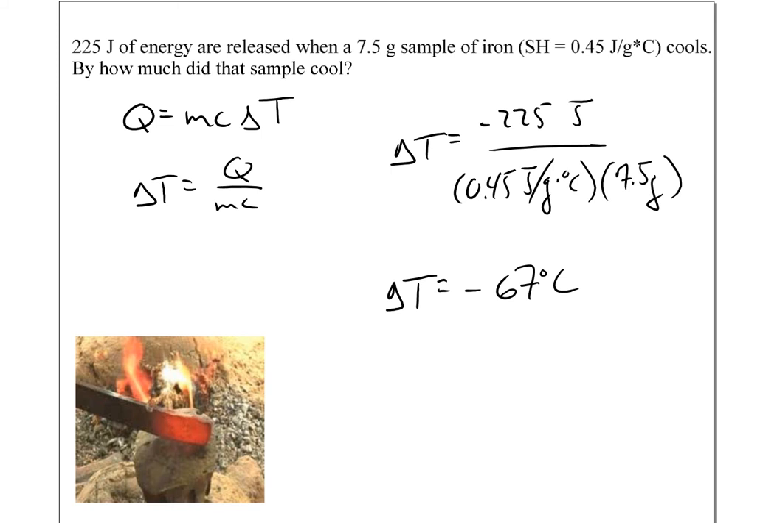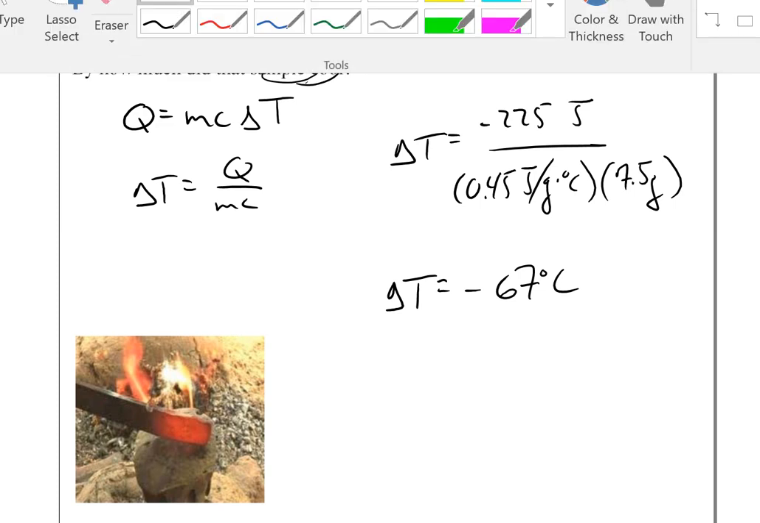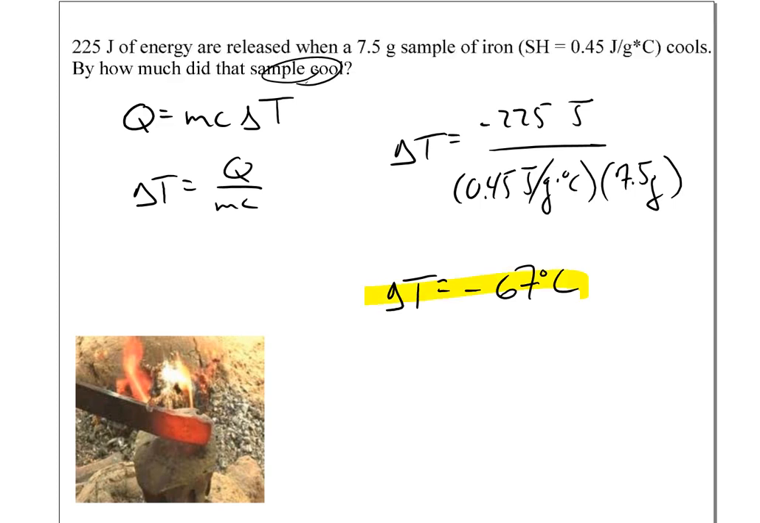Did you get minus 67 degrees Celsius? Again, we're looking for a sample cooling, so we should see a negative change in temperature. We get that negative because 225 joules were released, so our energy is also negative.